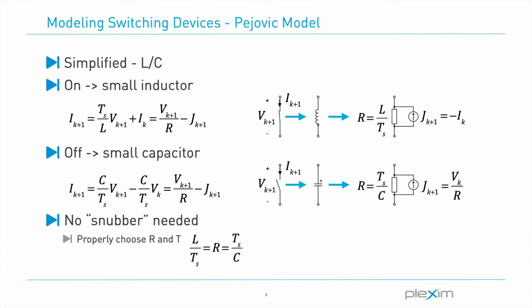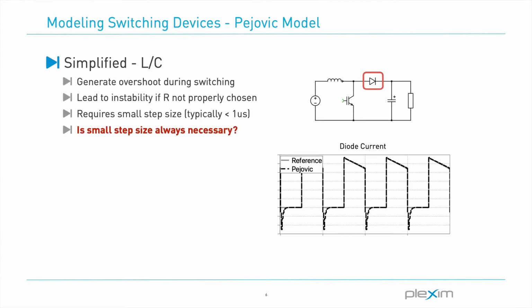Here, no dynamic snubber is needed, but still a virtual resistor R has to be properly chosen, which is also depending on the step size that's later used on the real-time simulation platform. Now, the Pejovic model is a very nice approach for the modeling of, for example, diodes, but both the dual value resistor model and the Pejovic model suffer from an artificial transient behavior around the switching instant.